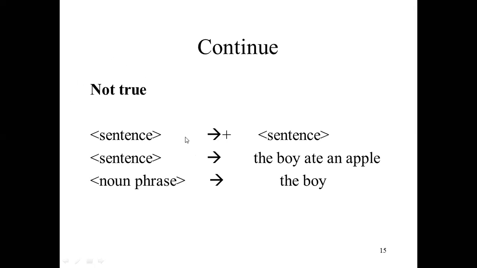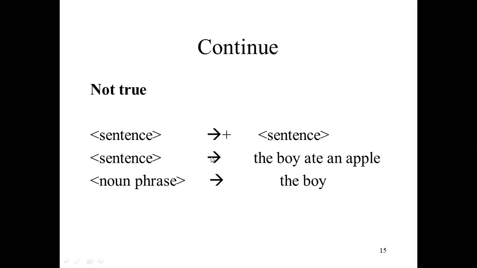So now you can see sentence arrow plus equal to sentence. This is false because here the star sign will come. On the upside of this, the star sign will come. Sentence not equal to arrow with plus sign. Sentence equal to arrow with star sign sentence: 0 or more steps you will get this. So this is not true.